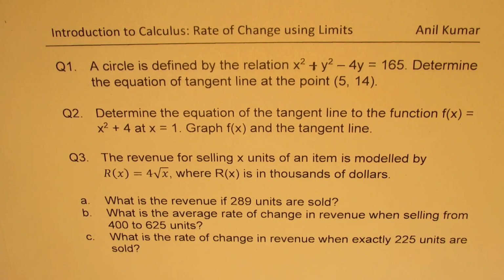Question number 3. The revenue for selling x units of an item is modeled by r(x) equals 4 square root x, where r(x) is in thousands of dollars. What is the revenue if 289 units are sold? What is the average rate of change in revenue when selling from 400 to 625 units? What is the rate of change in revenue when exactly 225 units are sold? Right? So you have to do this using the concept of limits. And that's why I've given the title Rates of Change Using Limits.